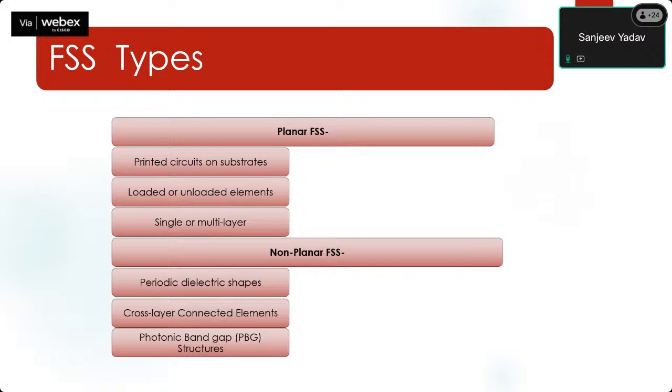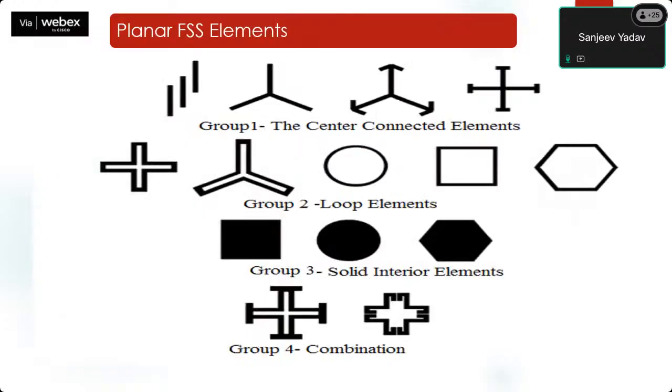The FSS are again classified into two types, planar and non-planar. Planar FSS are the printed circuits on the substrate. They are loaded or unloaded elements, single or multi-layered. Now the non-planar ones are periodic dielectric shapes, cross-layer connected elements, photonic bandgap structures, as you can see here.